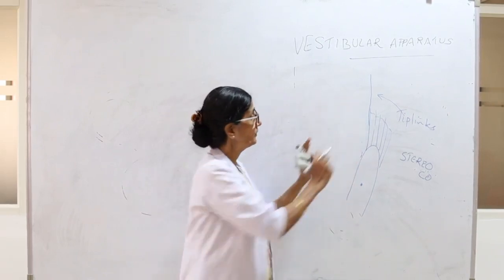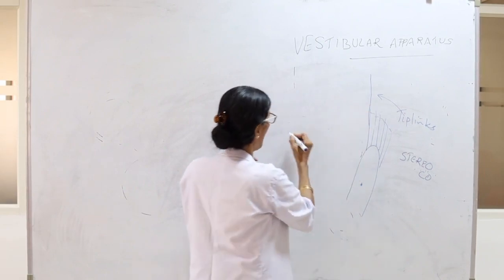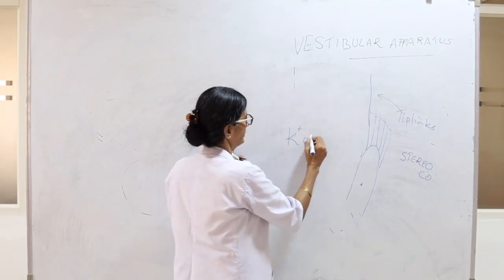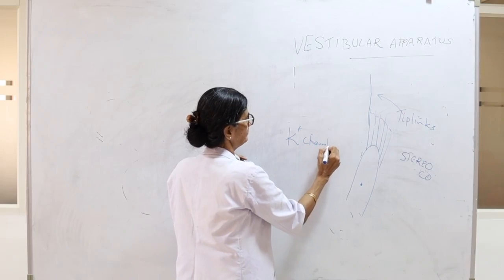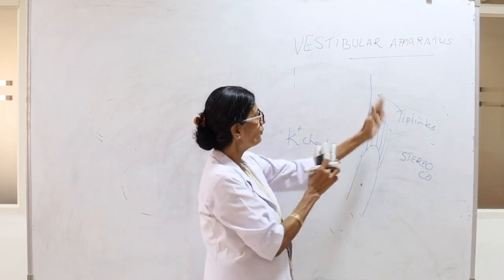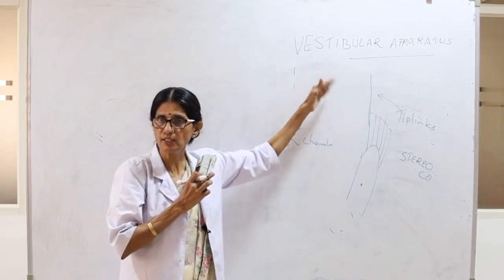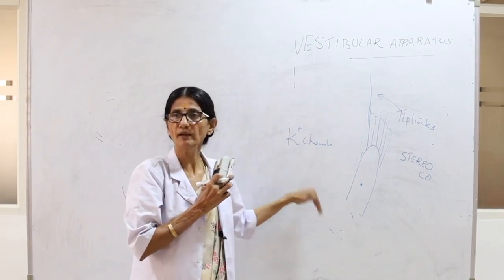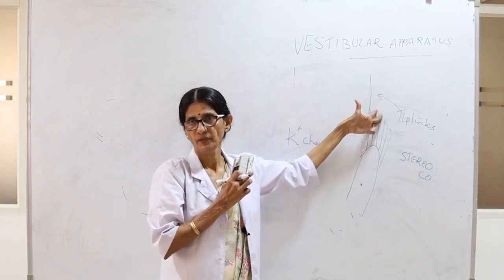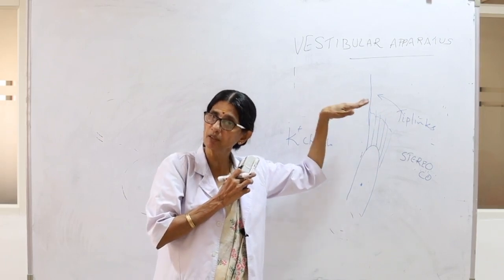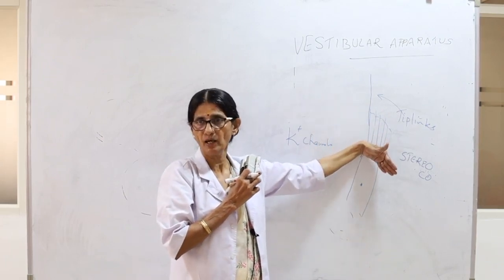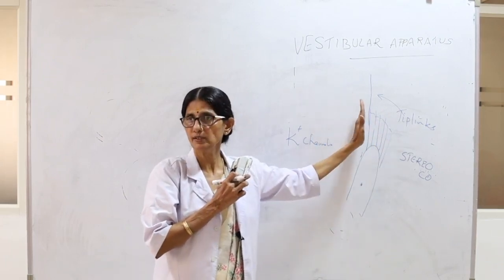This is because at the tip of these cilia are potassium channels. So whenever it moves towards the kinocilium, it is in such a way that these potassium channels become opened, and potassium will enter into it. Even calcium also enters the cilia, resulting in a depolarizing signal.